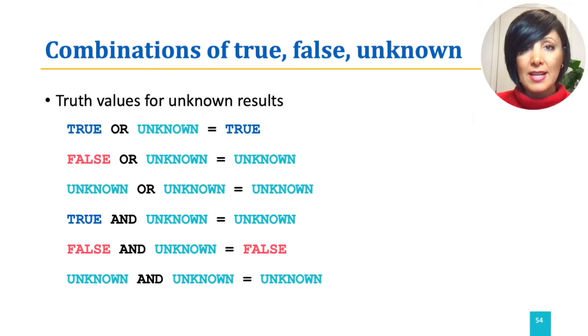What about and connective? True and unknown equals unknown. False and unknown equals false. Unknown and unknown equals unknown. So, and connective with unknown values will never evaluate to true. It evaluates to unknown unless we have at least one false value. Then it evaluates to false.